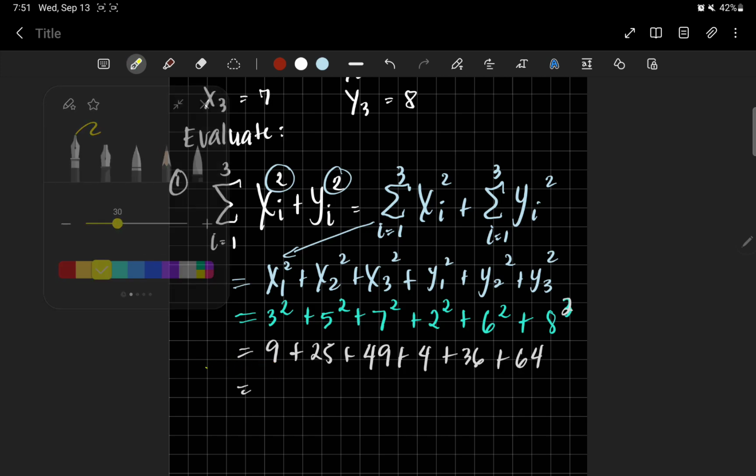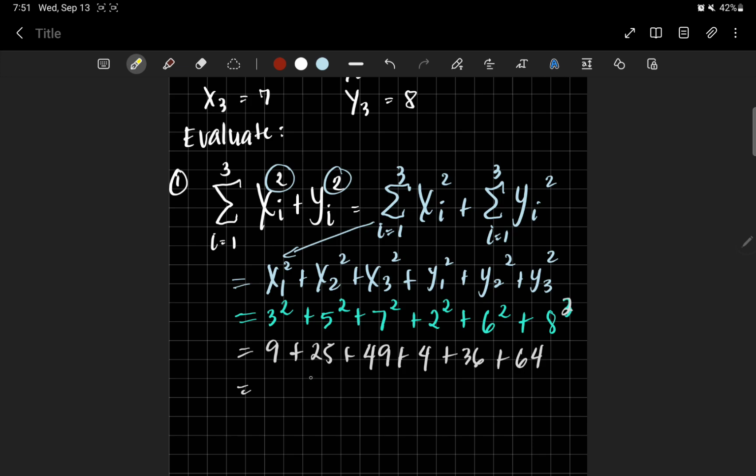Then, after that, balik na kayo. Kunin nyo na yung pinakasum niya. Okay. 9 plus 25 is 34. 34 plus 49 is, ilan? 83. 83 plus 4, 87. 87 plus 36 is 123. Okay. 123 plus 64 is 187.